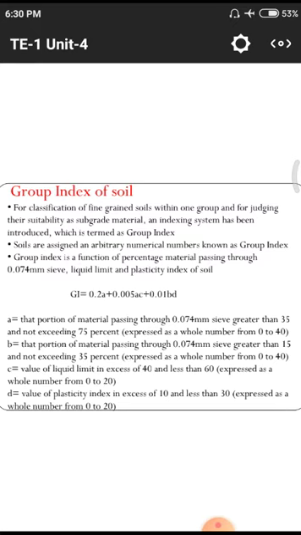Next we have B. In B, we have the portion of material passing through this sieve greater than 15% and not exceeding 35%, expressed as a whole number between 0 and 40. In this also we have the same sieve analysis, but the percentage range changes.